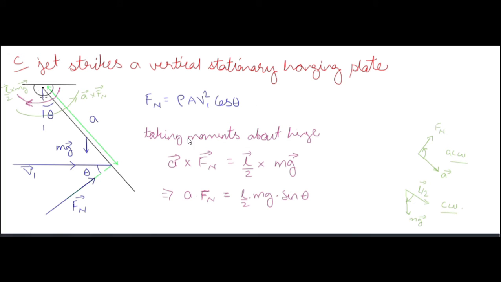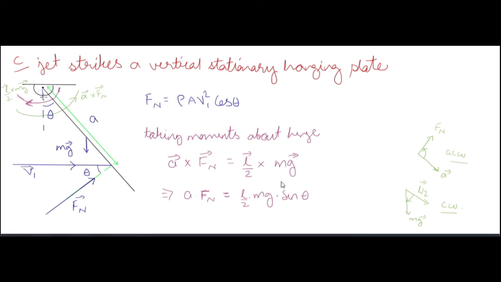Now taking moments about the hinge, the anti-clockwise moment is equal to the clockwise moment. The moment of Fn is anti-clockwise and the moment of weight is clockwise. The restoring moment of that weight will try to put the plate back into the initial position. So we have moment by Fn equal to moment by weight.